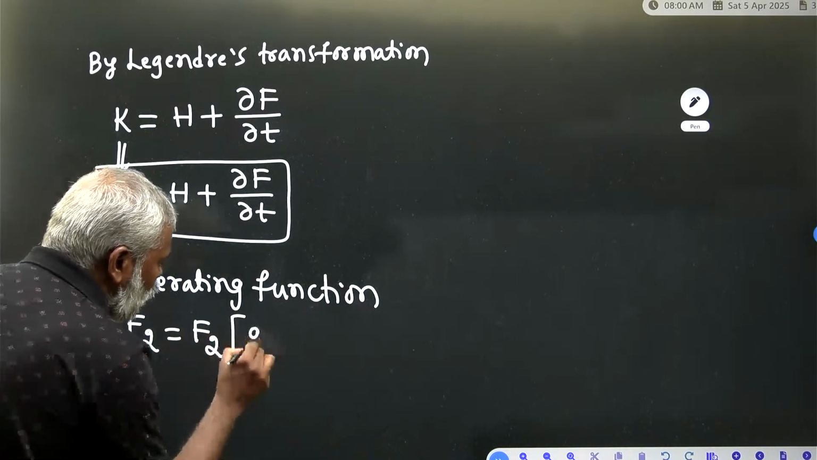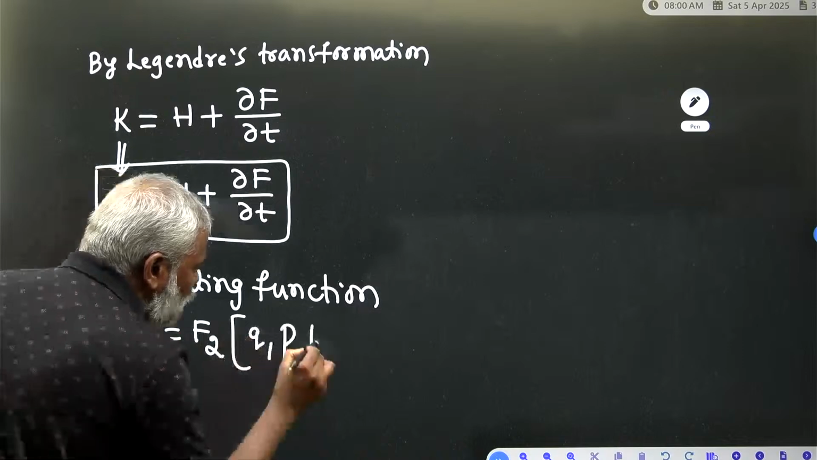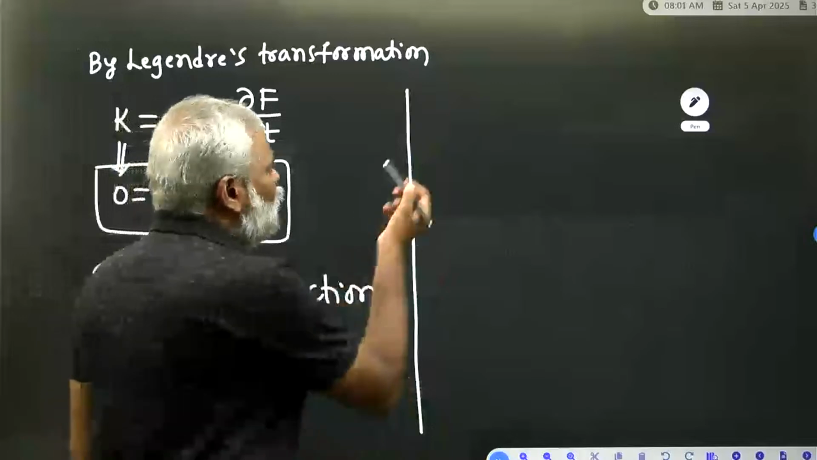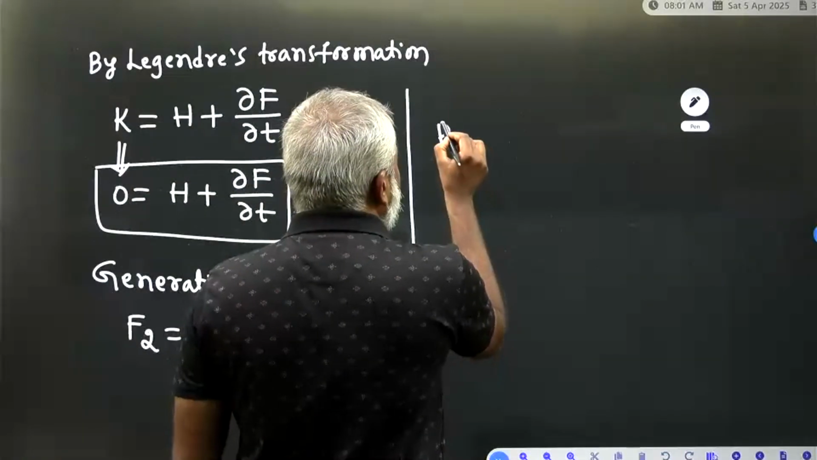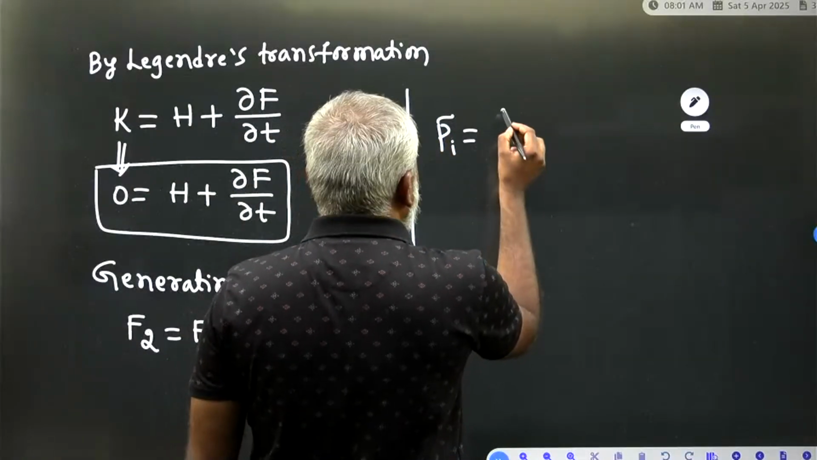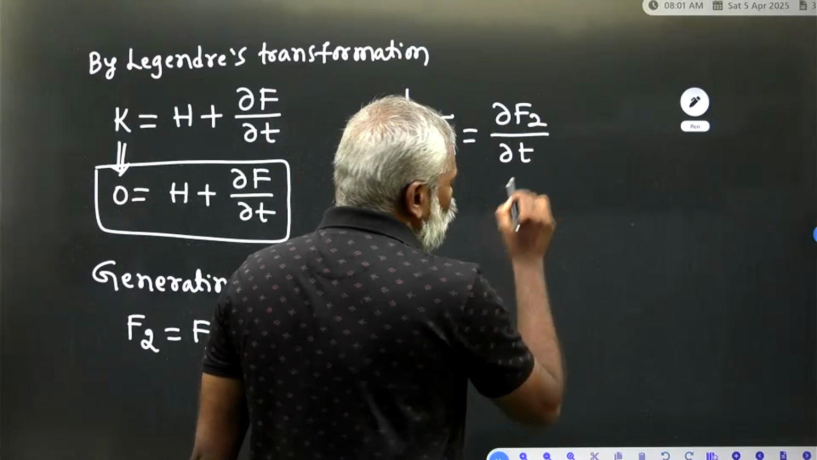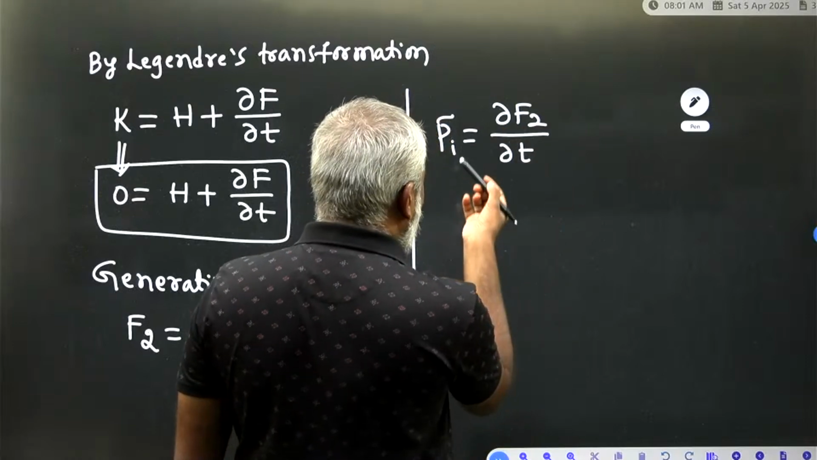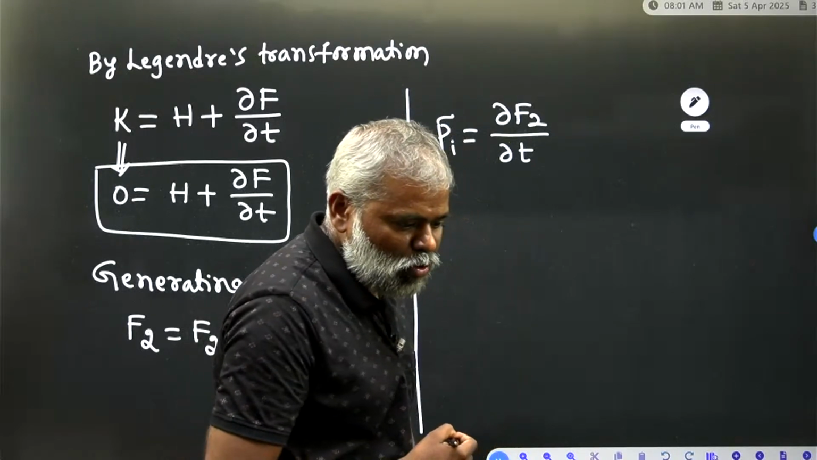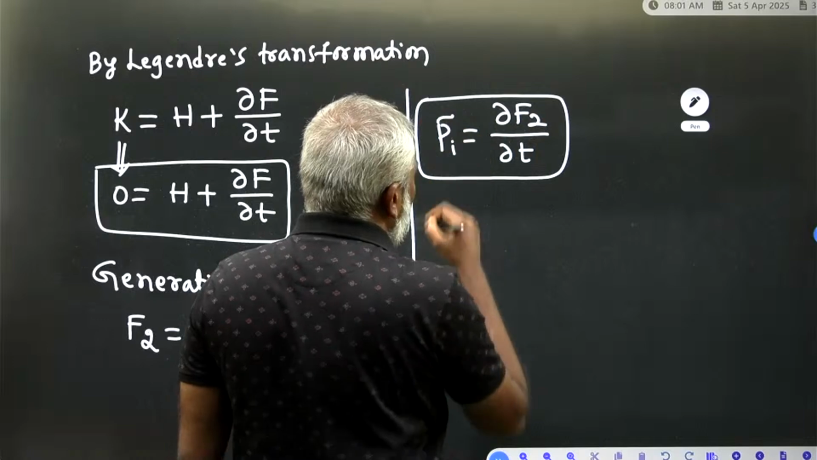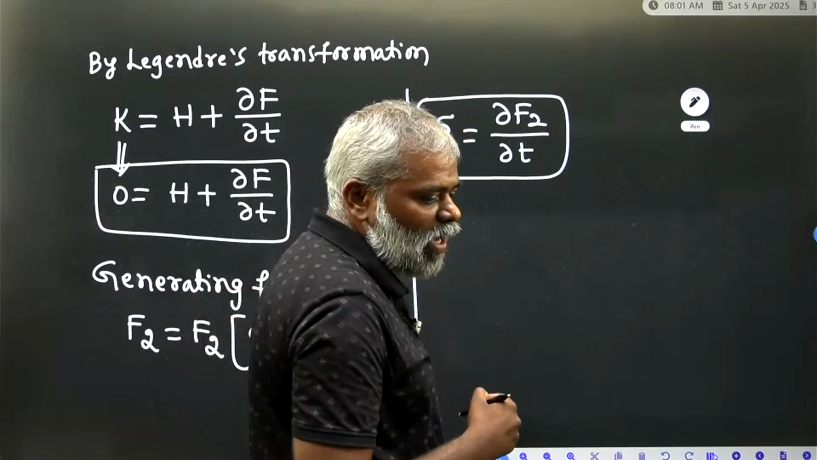F2 is equal to F2(q, P, t), the generating function of F2. But small p is equal to what? The small p is equal to ∂F2 divided by ∂q. So by using the generating function we have to write.